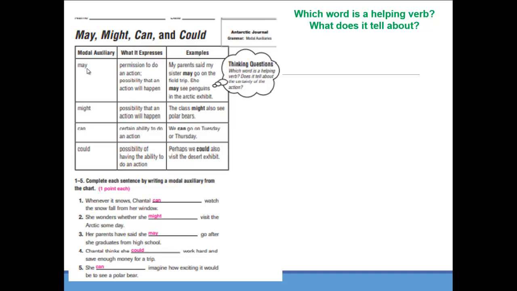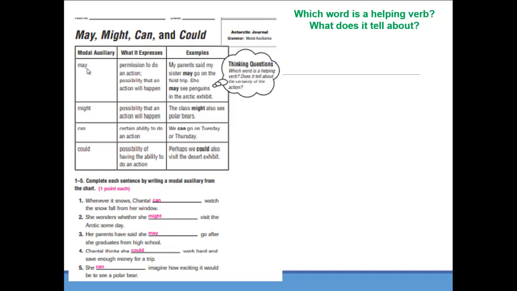Number 3. Her parents have said she may go after she graduates from high school. So her parents have said that she may go, she's allowed to go, yes, she may go after she graduates from high school. So here, the helping verb may suggests a permission. Yeah, she may go after she graduates. She will be allowed after she graduates.